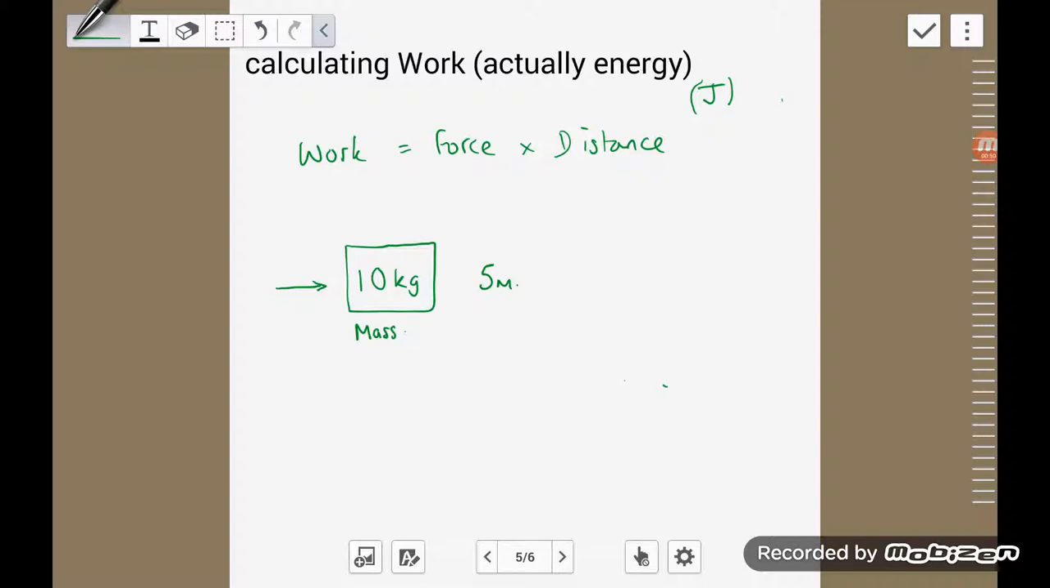Well, the force of a mass is its weight, and you may recall that force equals the mass times gravity, which we need to know, which is usually 10. So this is 10 times 10, which equals 100 newtons.